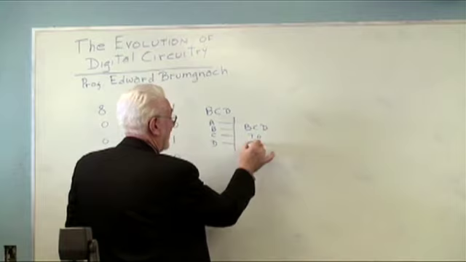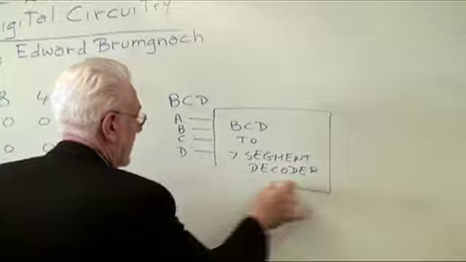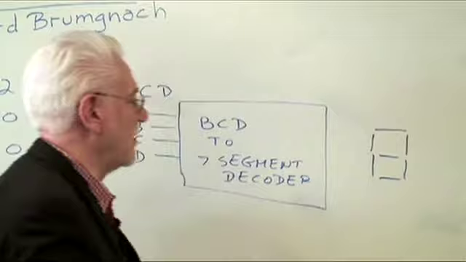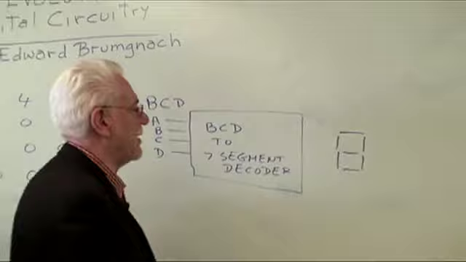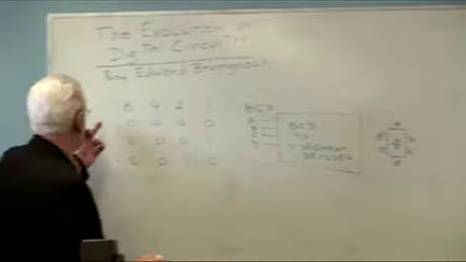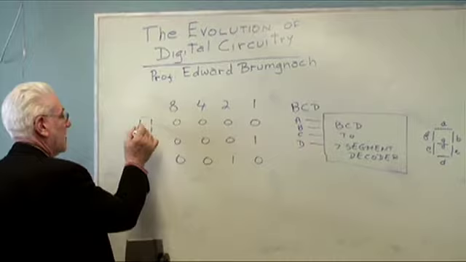There's something in this box that will take these switches and light up 7 LEDs in the right combination. This is called a 7-segment display. There's 7 LEDs. This LED is called A, this is called B, this is called C, D, E, F, and G. So if I want to show the number 0, I will light up A, B, C, D, E, and F. I will need G out.